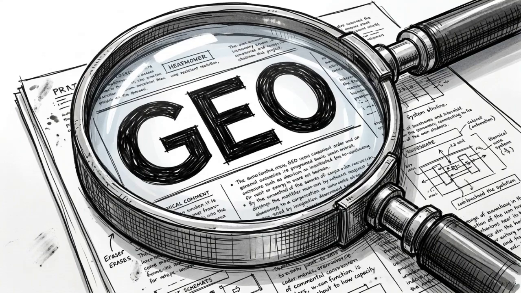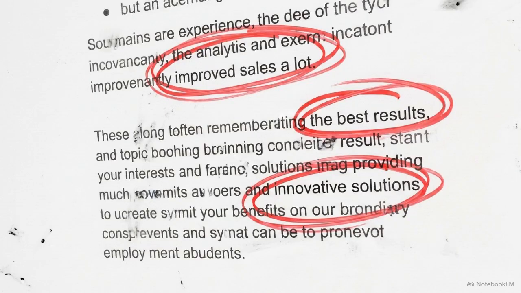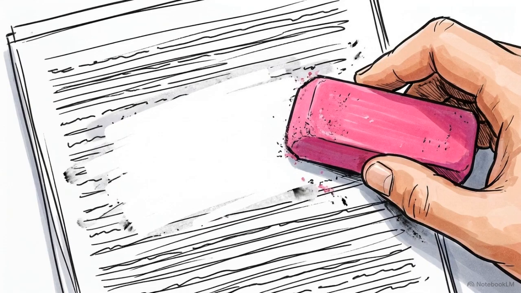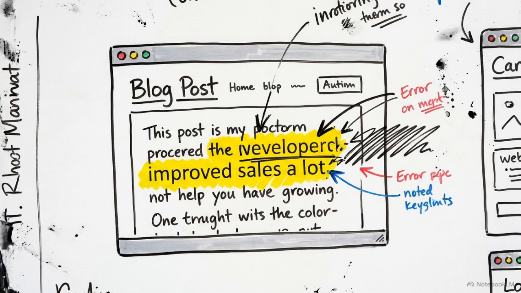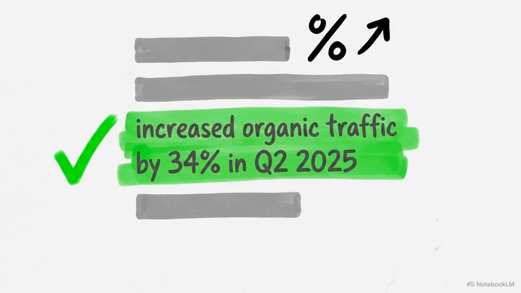Layer 3 is Generative Engine Optimization, or GEO. Read through your page copy and identify any vague, generalized claims, marketing fluff, or unbacked assertions. Delete those phrases and replace them with highly specific, original data points or clear definitions. Look at this text block mockup. Writing "improved sales a lot" tells the AI nothing. Replacing it with "increased organic traffic by 34% in Q2 2025" provides a hard fact.